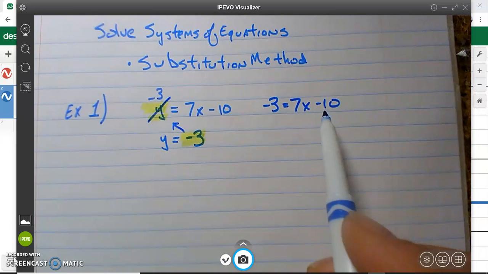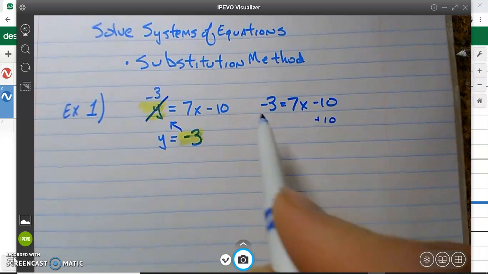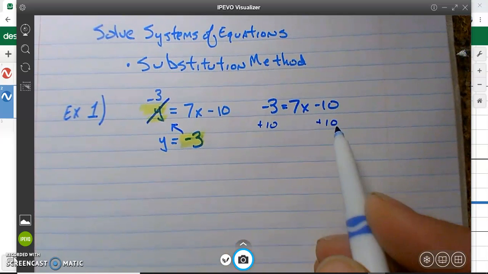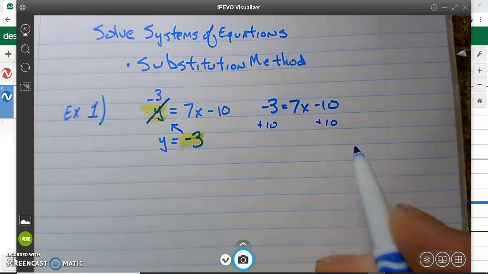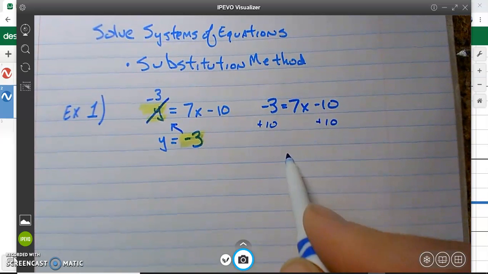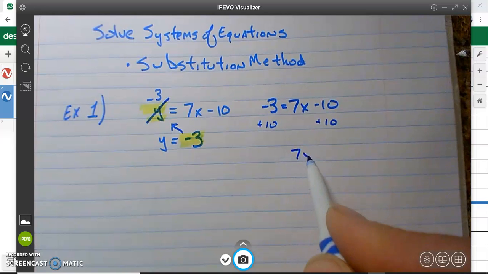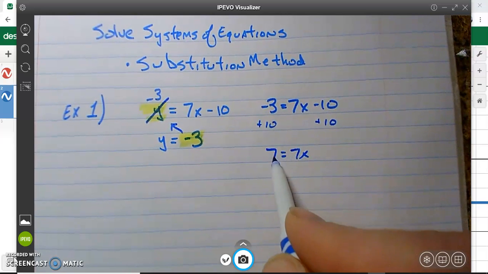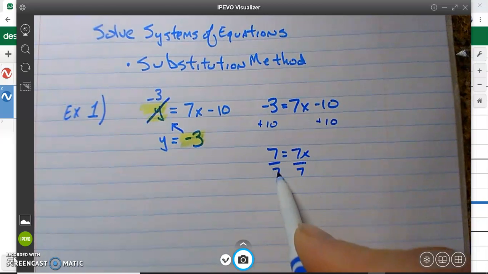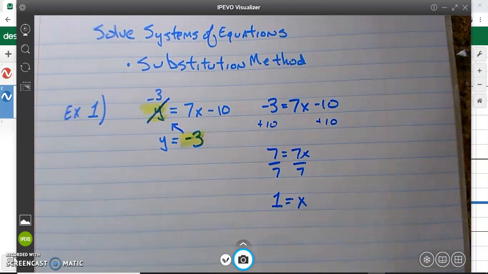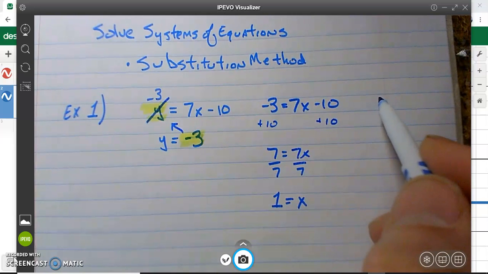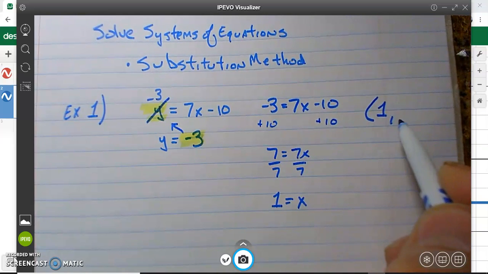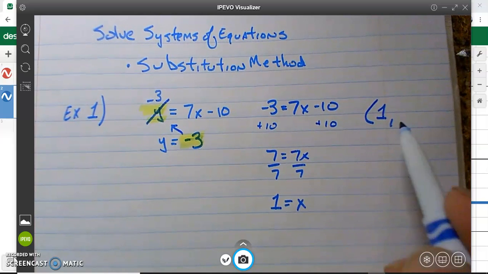So for this particular equation, it looks like I would add 10 to both sides. And I would get 7. And then I divide by 7 to find out that x is equal to 1. Well, now I know the x value is equal to 1. So my ordered pair answer is going to be 1 something. Well, there's the x value.